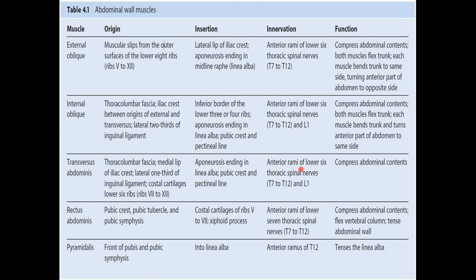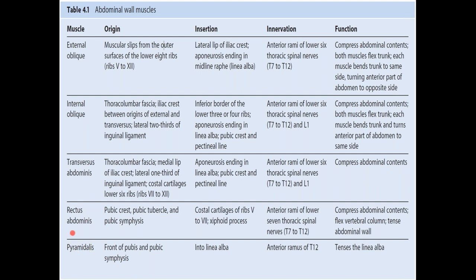The innervation is by the anterior rami of the lower six thoracic spinal nerves, the same for external oblique, internal oblique and transversus abdominis. Except that L1 is only for the internal oblique and transversus muscles, and only T7 to T12 for the external oblique. Also, the same function: compressing abdominal content. This is about the three important muscles.